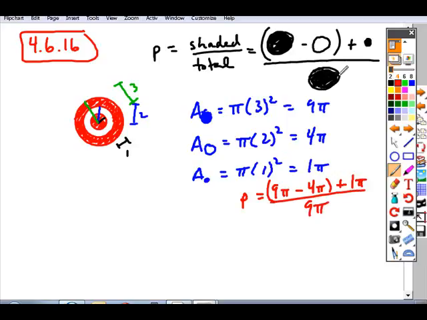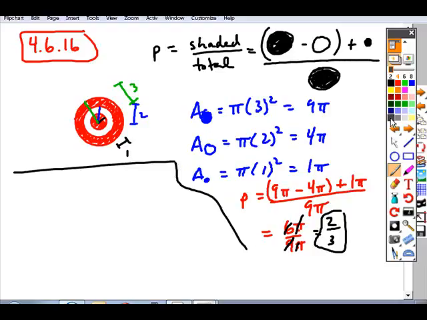And so if we plug in our values for those, we can now just simplify what we have. 5 pi plus 1 pi gives us 6 pi over 9 pi. The pi's cancel. We can reduce our fraction. 3 goes into 6 twice. 3 goes into 9 3 times. And so we get our probability to be 2/3 for that. Okay, so that's probably the way that most of you would see this problem.